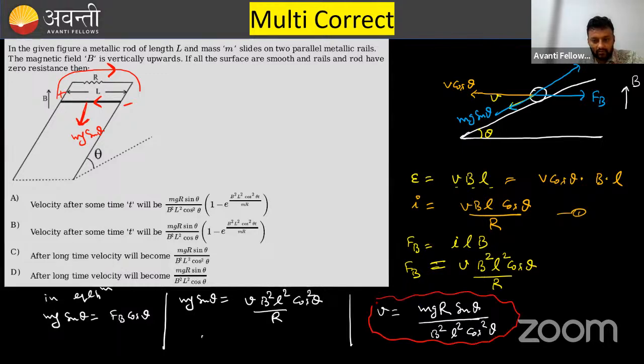Check with any option. After a long time, what is the answer coming? mgR sin theta, B squared L squared cos squared theta. Option C is matching. That means, out of C and D, we have selected option C, which is correct. Now at any time T we have to calculate.